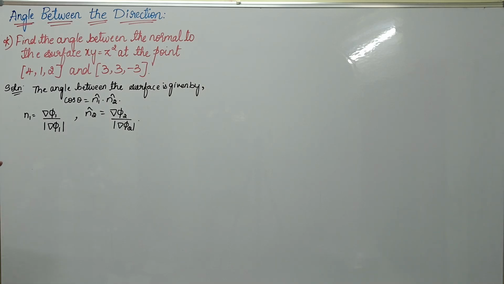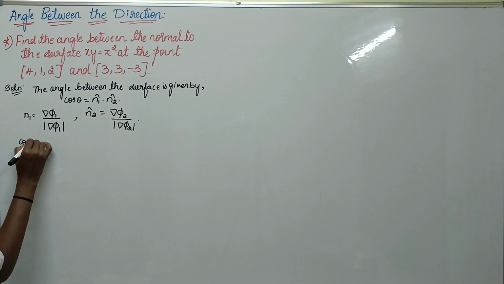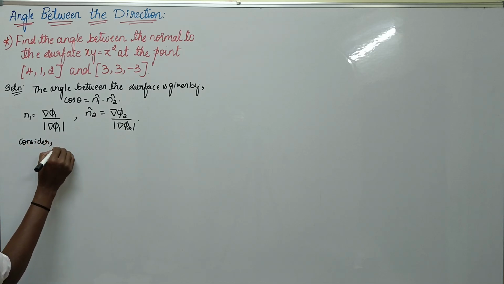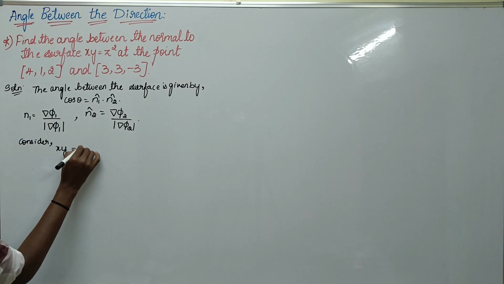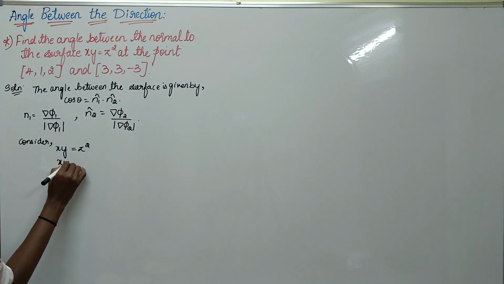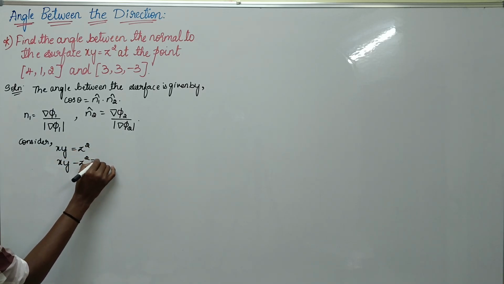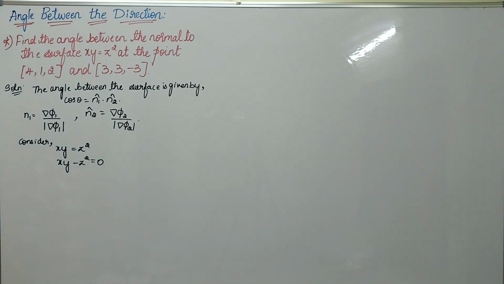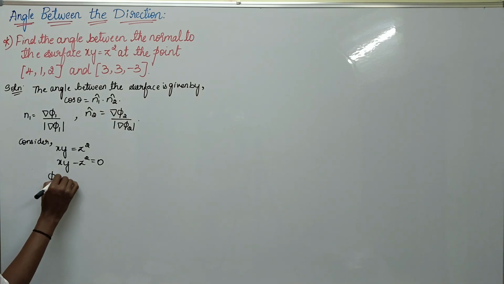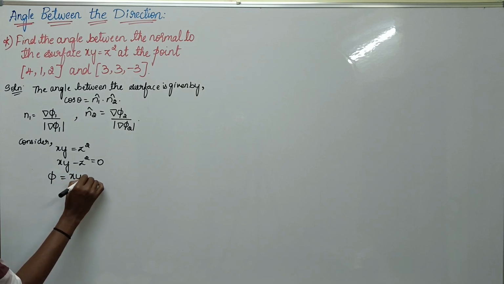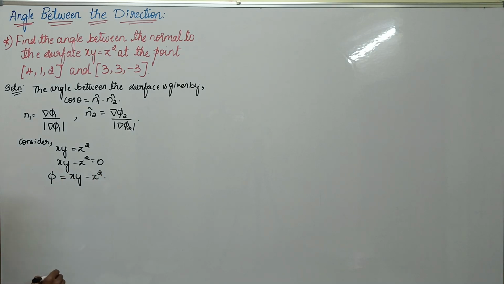For this, first we need to represent the scalar function phi. Let us consider the surface or the given equation, that is, xy equal to z square, where xy minus z square equal to 0. To represent any scalar function, the equation should be defined with respect to equal to 0. So we have represented xy minus z square equal to 0. Then phi is equal to xy minus z square. Now, what I need to find is gradient phi.